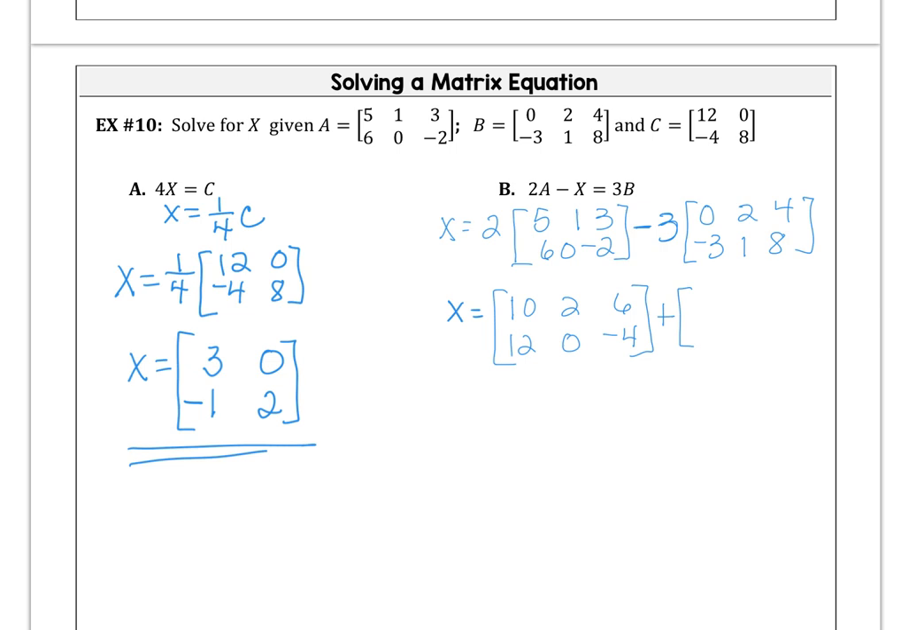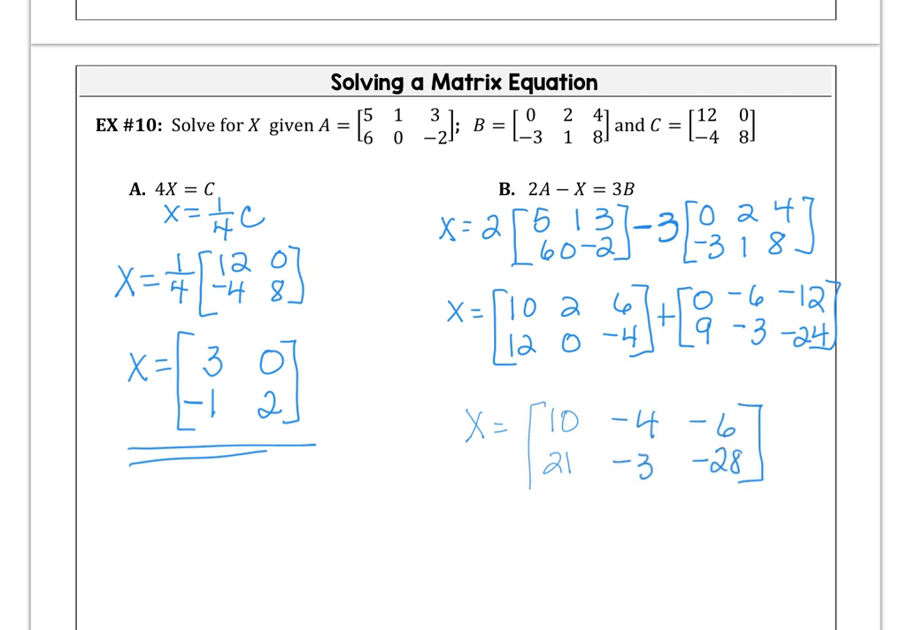0, 2, 4, yes. -3 times 0 is 0. -3 times -3 is 9. -3 times 2, -3 times 1, -12, -24. So we want to add those together. 10 and 0 is 10. 2 and -6 is -4. 6 minus 12. 12 and 9 is 21. -3, and then -28. So our X matrix would have those elements.